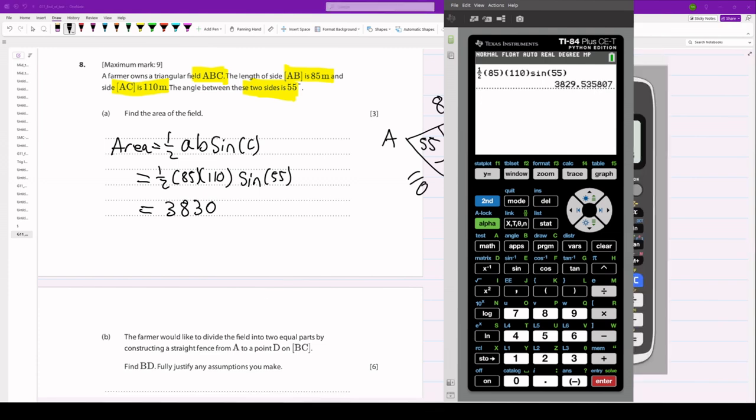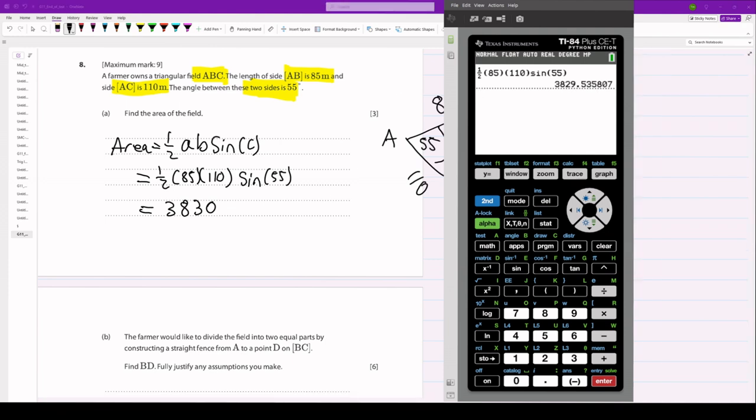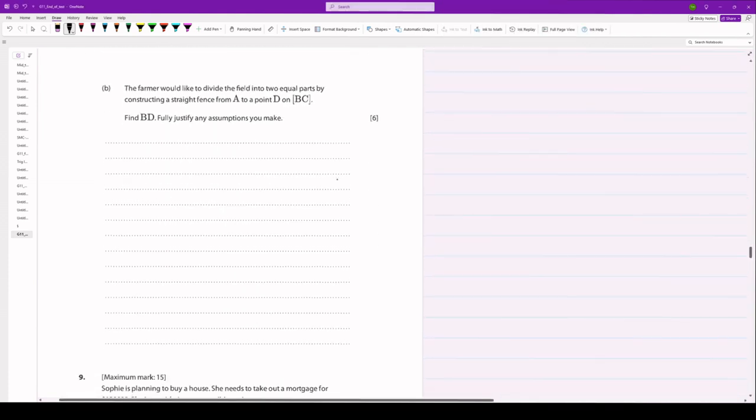Because this is only part A, and I'm a naturally paranoid person when it comes to maths, I'm going to save this number as A. We'll just keep it there in case I need it. Right. The second one, 6 marker, big question. The farmer would like to divide the field into 2 equal parts by constructing a straight fence from A to point D. He would like the field to be in 2 equal parts. I already read that bit, but this really is the key to the entire question, so I'm going to say it again. So find the length BD.